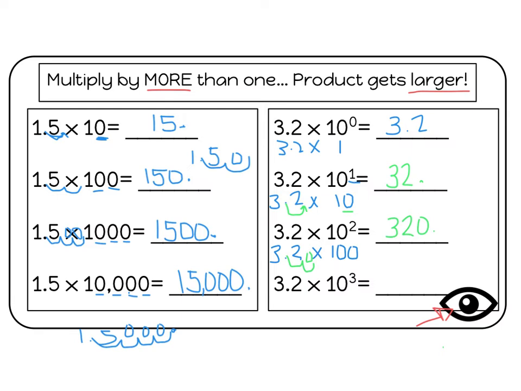10 to the power of 3 would have 3 zeros, 1, 2, 3. Times 3.2 means that we're going to move, I'm going to write it down here, 3.2, 1, 2, 3 places and fill in with zeros. So we have 3,200. So you can see that our numbers are getting bigger because we're multiplying by more than 1. We're multiplying by a bigger number each time.